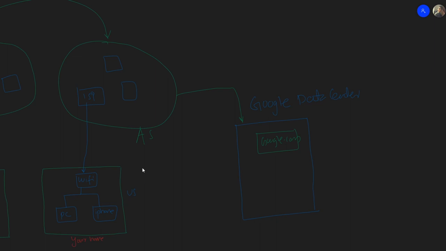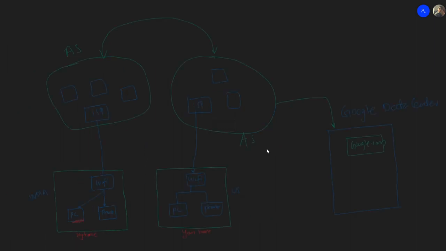So that is how it works. So this is a simple representation of the internet. Remember, internet is not a network of computers, but it is a network of networks. All right, so we talked about internet and how the internet works.